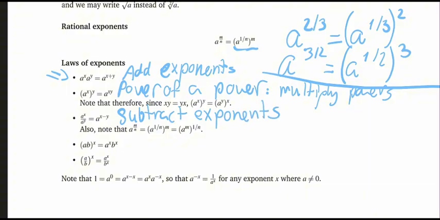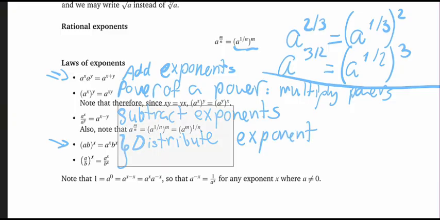Good. (a times b) all to the power of x means I can distribute the power. So distribute exponent, if you want to call it something. It's not really a standard name, but just for illustrative purposes. And the same for the next one, only the next one is a quotient, a fraction instead of a product.